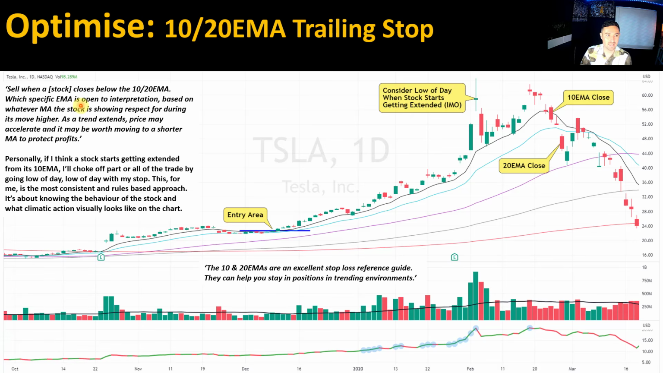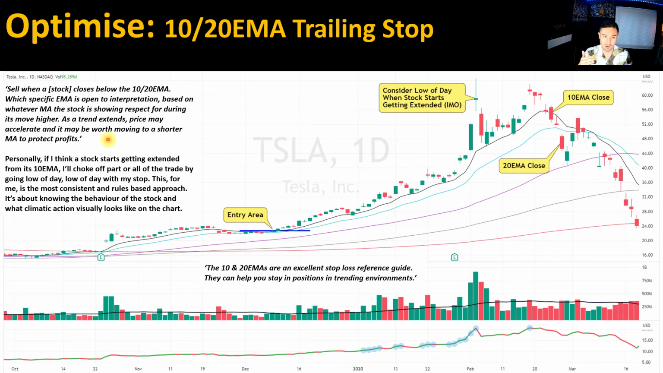Which specific EMA is open to interpretation based on whatever moving average the stock is showing respect for during its move higher. As a trend extends, price may accelerate and it may be worth moving to a shorter moving average. If it's a bigger cap stock like a Tesla or an Nvidia or an AMD, it may be more prudent to use the 20 EMA or the 10 EMA, and/or you do what I do, I use partials.